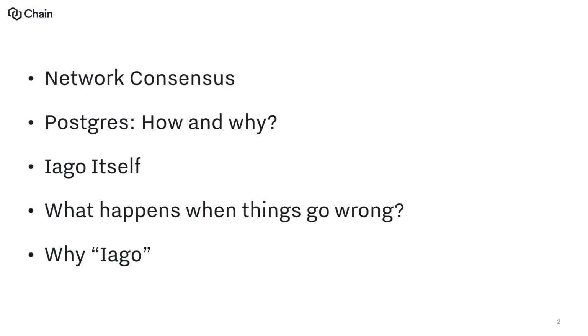Okay, so at a high level, I want to talk about these things. First, I want to talk about network consensus and how that impacts our needs around a data layer. Then I'll talk about Postgres and how we chose it and how it replicates data. Next, I'll talk about this data layer itself, going a little bit into what happens when things go wrong. And finally, just for kicks, I want to tell you how we gave it its name.